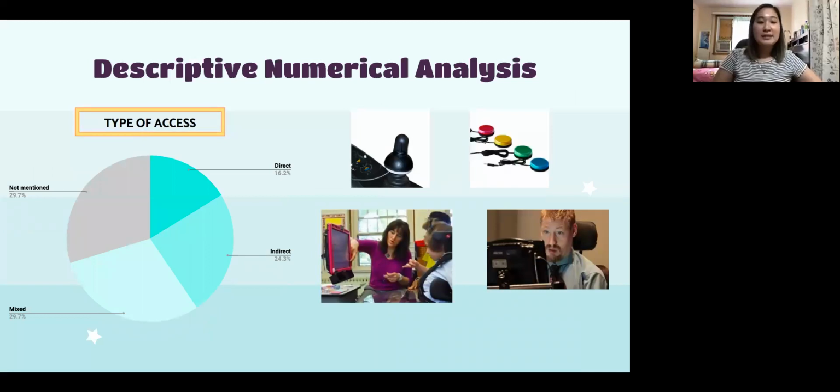In terms of the access, it was a fair distribution between direct, indirect, and a mix of both. The type of access was highlighted as using switches, joysticks, eye gaze, head laser, autonomic responses, or via a proxy to assist the use of AAC devices. But again, you can see here we had a lot of articles that did not specifically identify the type of access.